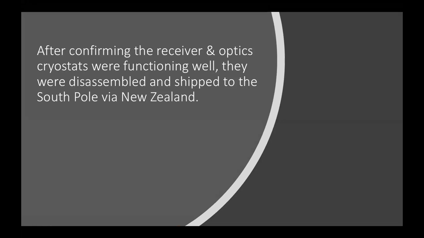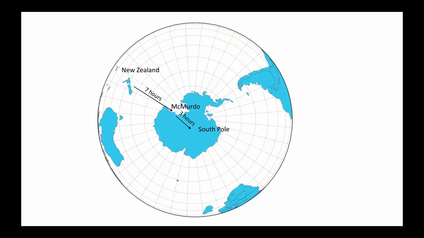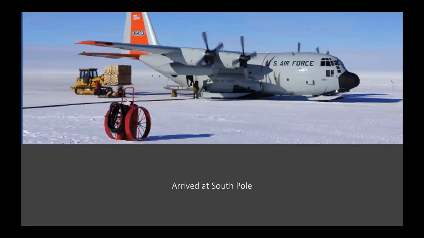After we confirmed that the receiver and optics cryostats are functioning well, they were disassembled and shipped to the South Pole via New Zealand. Most cargo and people fly to the South Pole from New Zealand on these cool C-130 aircraft. So we go from New Zealand to McMurdo, McMurdo to the South Pole, and then it arrived at the South Pole, and the two cryostats were assembled.